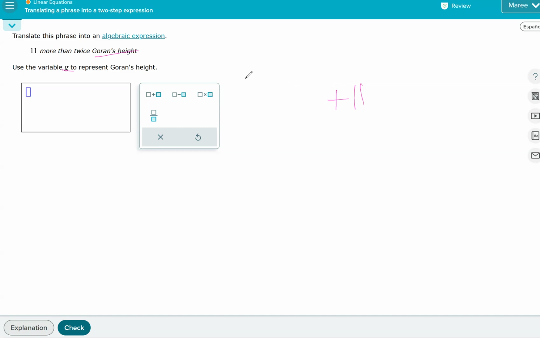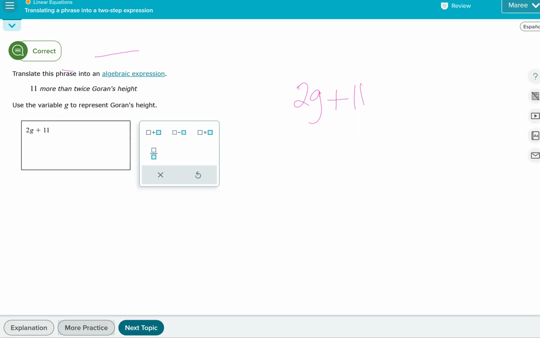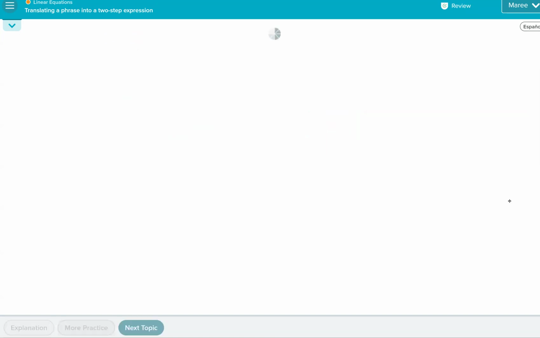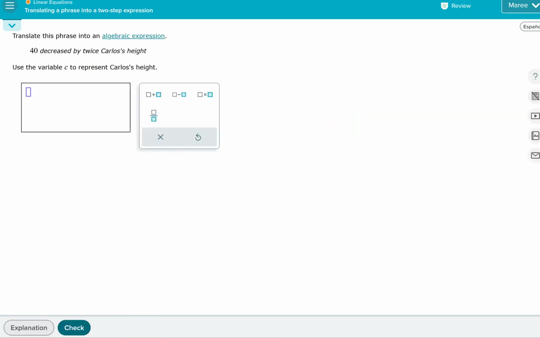And because we have to use the variable, we'll put the 2 on the left of the variable. We need to write that as 2G and not G times 2. So we'll have, and then we have our 11 more. So we'll put 2G plus 11. So as we're translating, we just translate straight across and we look for math words.